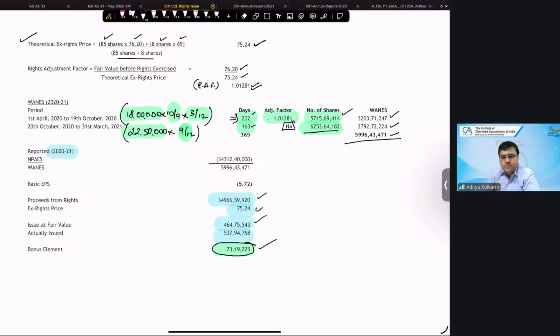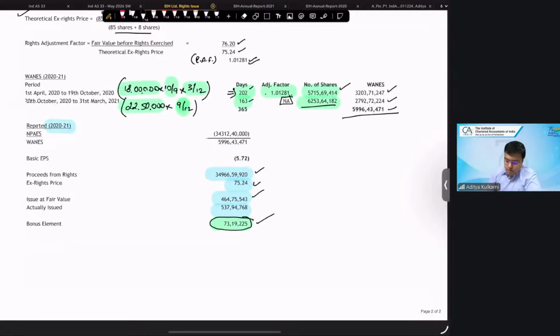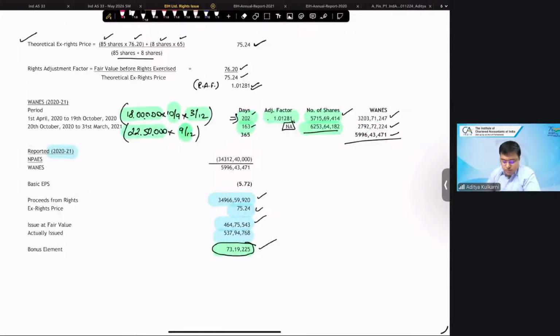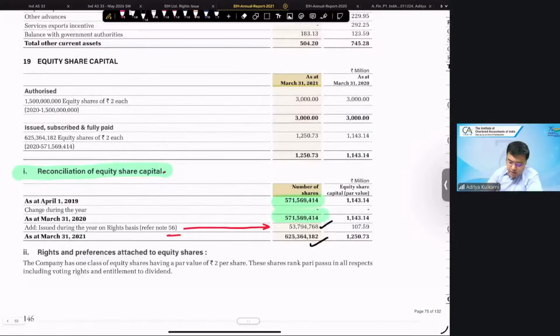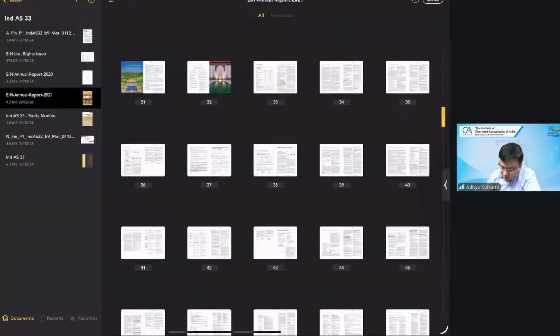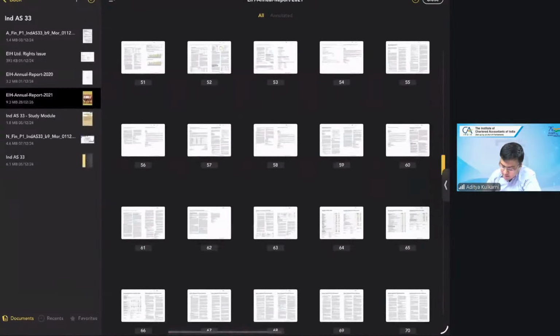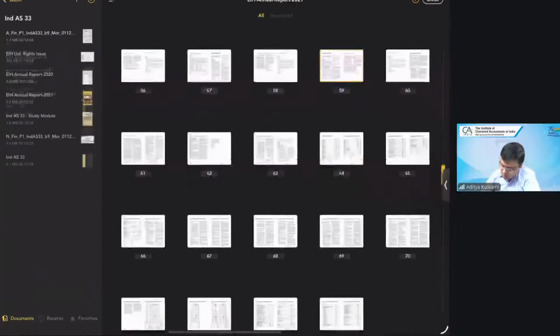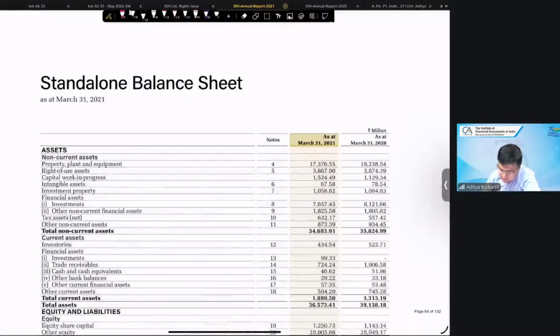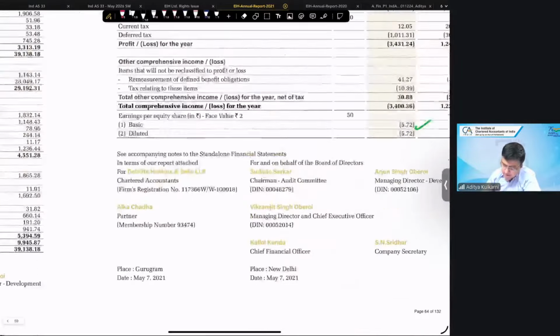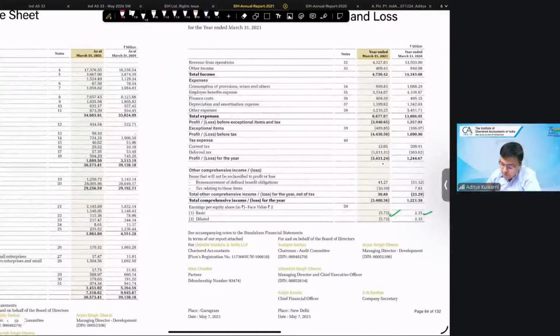Are you able to follow? Yes? Sure? Yes or no? Yes. So your reported weighted average number of equity shares will be 59.96 crores. Because it was a COVID year and this was the hospitality segment, it has made a loss. It has made a big loss in this year, which amounted to, where is that? Standalone balance sheet. Yes. Profit or loss for the year.